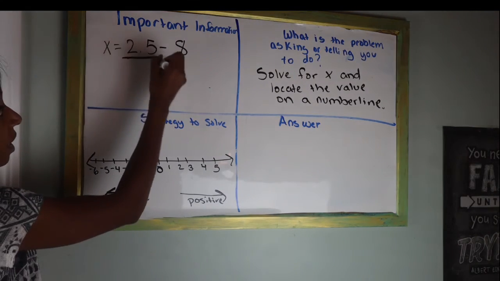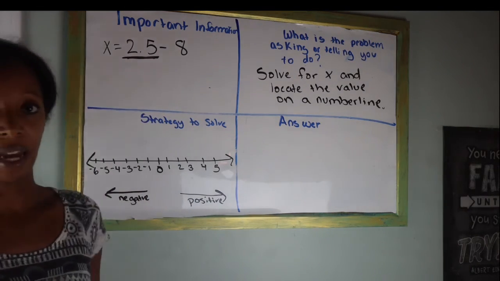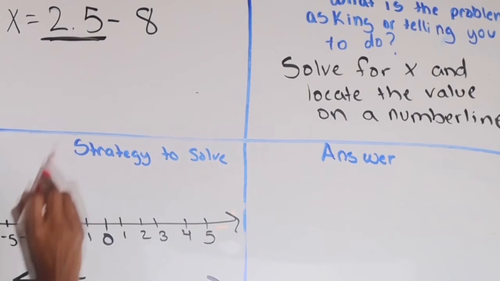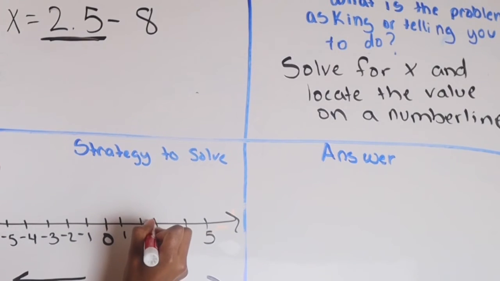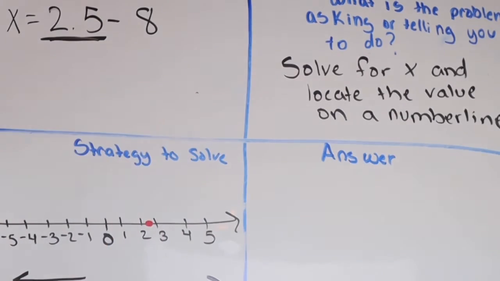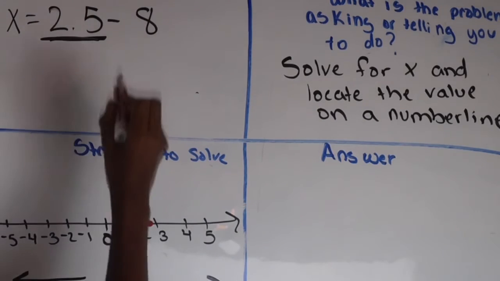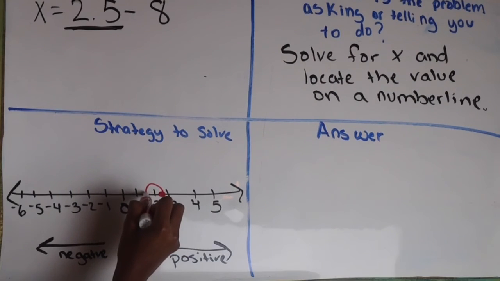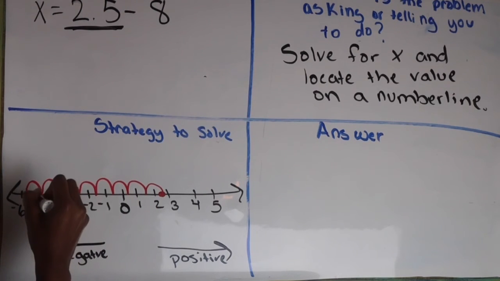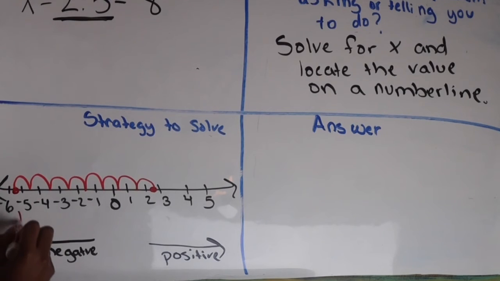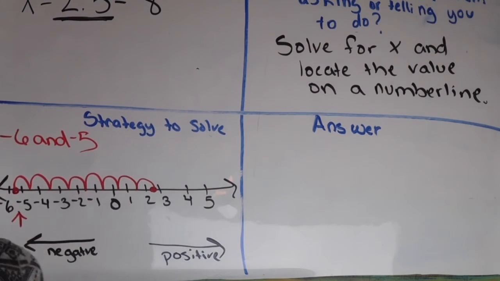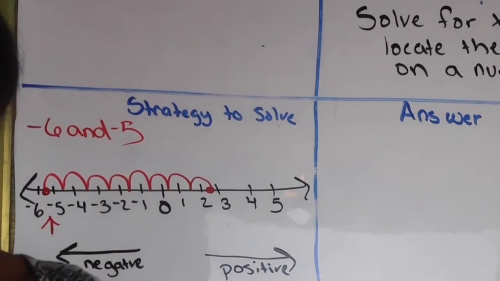Okay, so we're going to start at 2 and 5/10, or 2 1/2. 2 1/2 is in between 2 and 3. So now we're going to subtract 8, or move to the left 8 steps, because we have a -8. So here's 1, 2, 3, 4, 5, 6, 7, 8 jumps to the left, and we wind up in between -6 and -5.